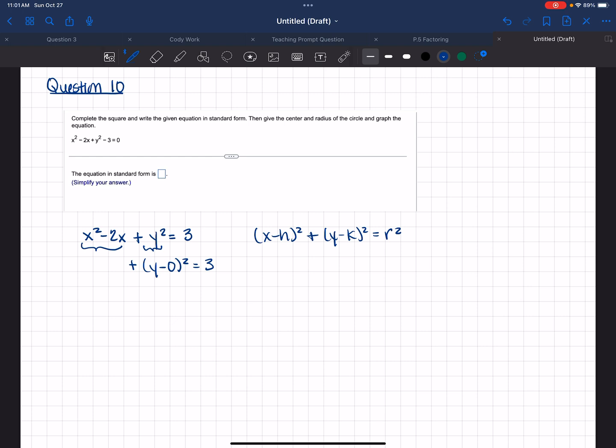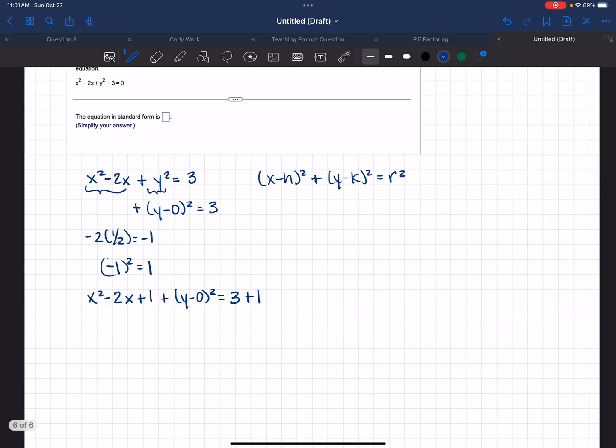So we take that negative 2 and we multiply times the half, which is going to give me negative 1. And then we say negative 1 squared, and that gives me 1. So that's where, in your other problem, the 25 is coming from. So we make this into an equation that makes a perfect square, is what we're doing. So we say plus 1. We have our y minus 0 squared equals 3. Now we added 1 to the left-hand side, so we have to add 1 to the right-hand side.